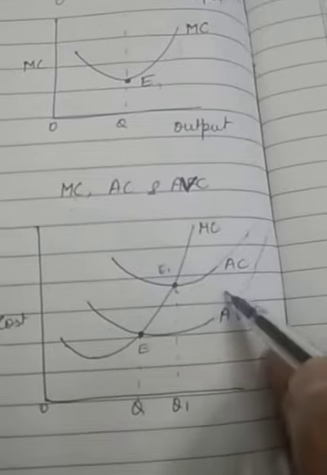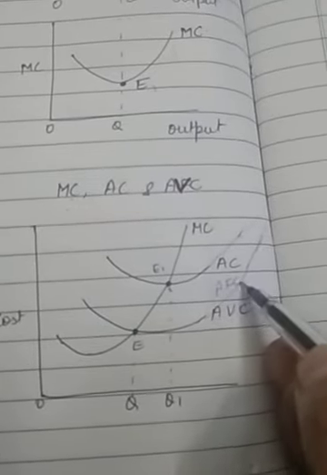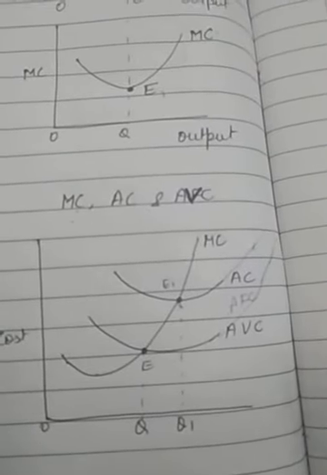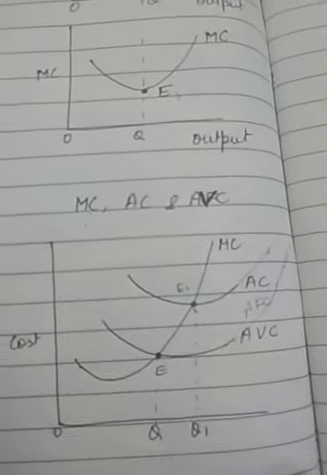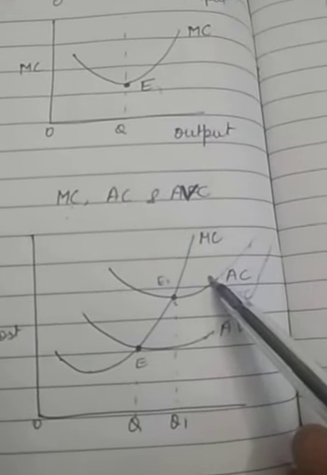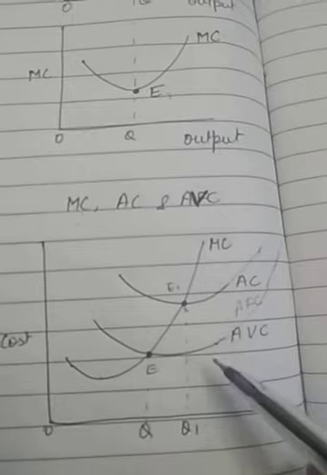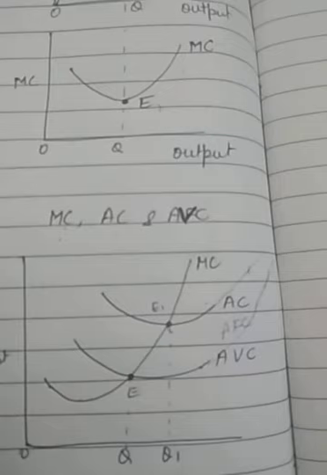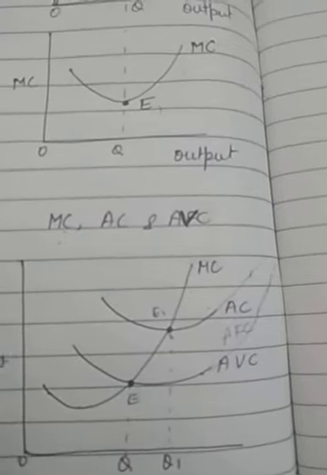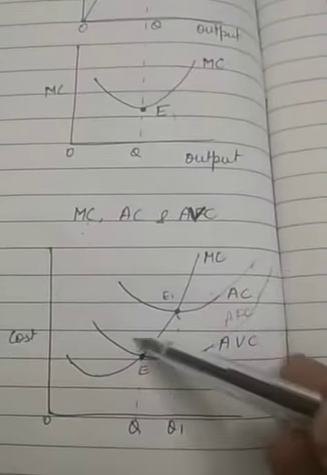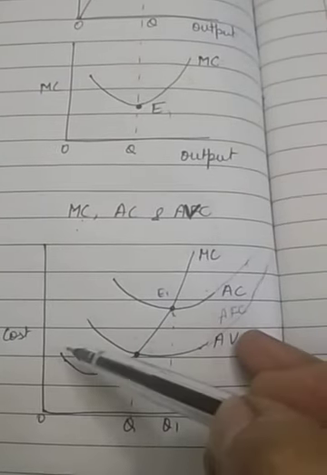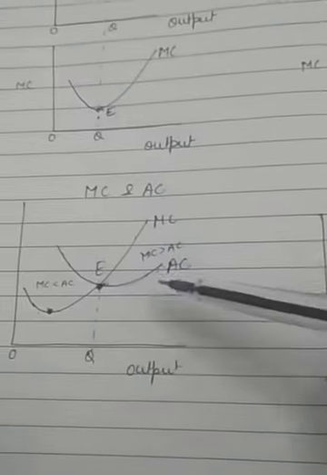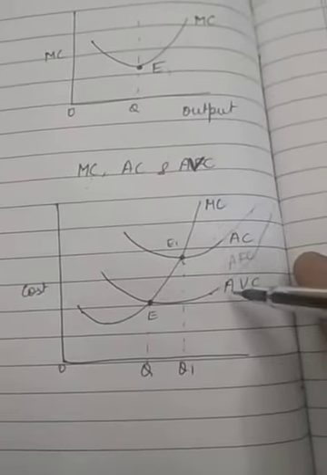AVC curve is equal to AFC, and it continuously decreases as more and more output is produced. AVC and AC curve do not intersect each other because the vertical distance between them is AFC, which is always positive. And see, when AVC falls, MC is lower than AVC, because MC and AC relationship I have already discussed over here. So let's discuss between the MC and AVC also.